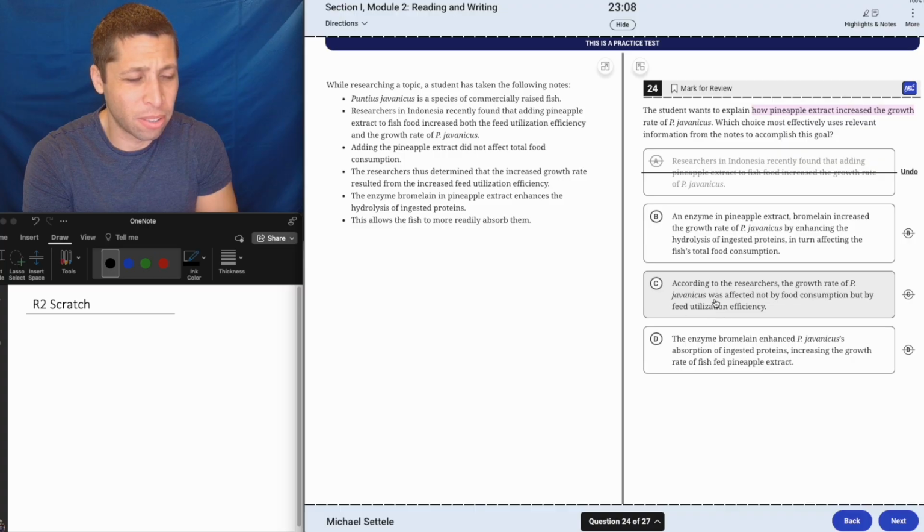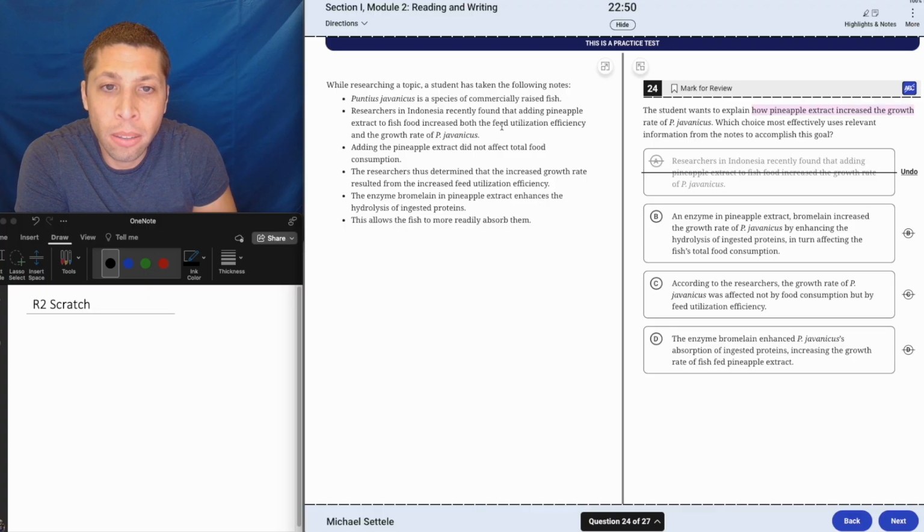This feels wrong. The enzyme bromelain enhanced the absorption of ingested proteins, increasing the growth rate of fish fed pineapple extract. These seem to be the same or have different things. So how did it do it? Adding pineapple extract to fish food increased both the feed utilization efficiency and the growth rate. It did not affect total food consumption. The increased growth rate resulted from the increased feed utilization. Oh, so it's saying this: the enzyme bromelain enhances this, which allows the fish to more readily absorb them.